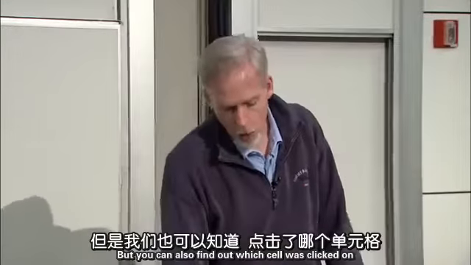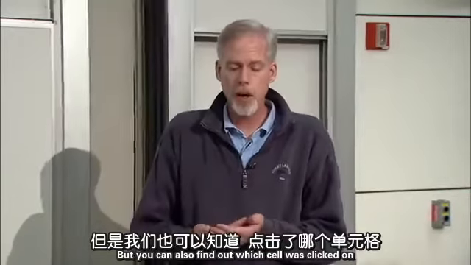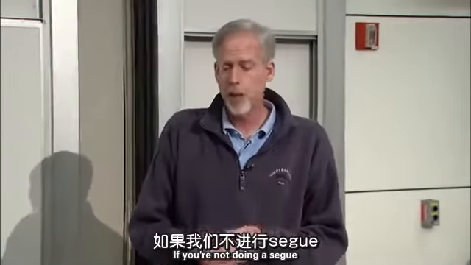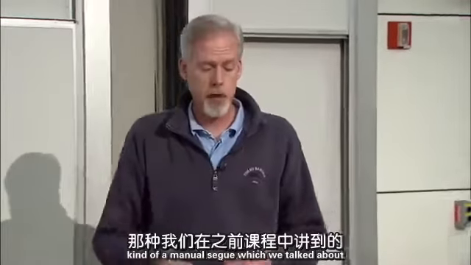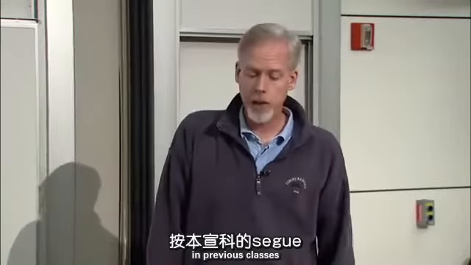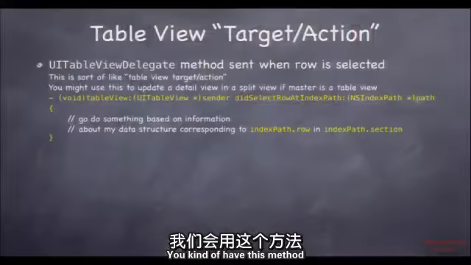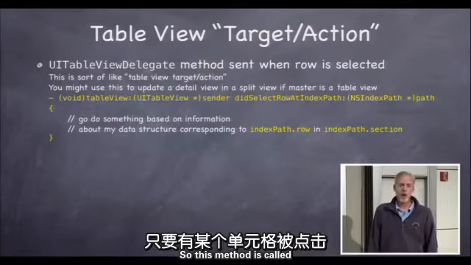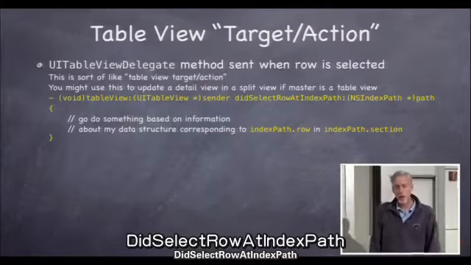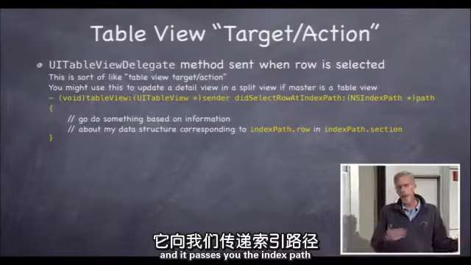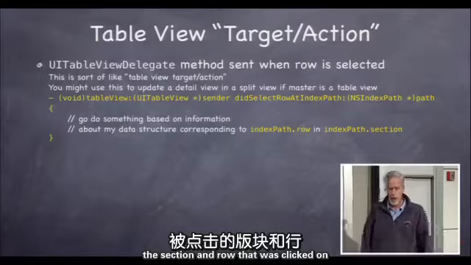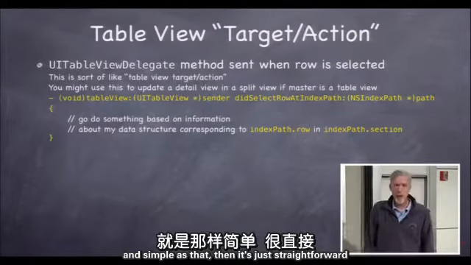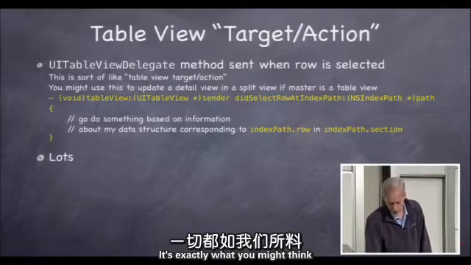But you can also find out which cell was clicked on and get a method in the delegate. If you're not doing a segue, or if you want to do a segue yourself, a manual segue, which we talked about in previous classes, you have this method, which is a little bit like the target action of the cells. This method is called whenever a cell is clicked on, didSelectRowAtIndexPath, and it passes you the index path, the section and row that was clicked on. And you would do something here based on that information, as simple as that. It's straightforward, exactly what you might think.